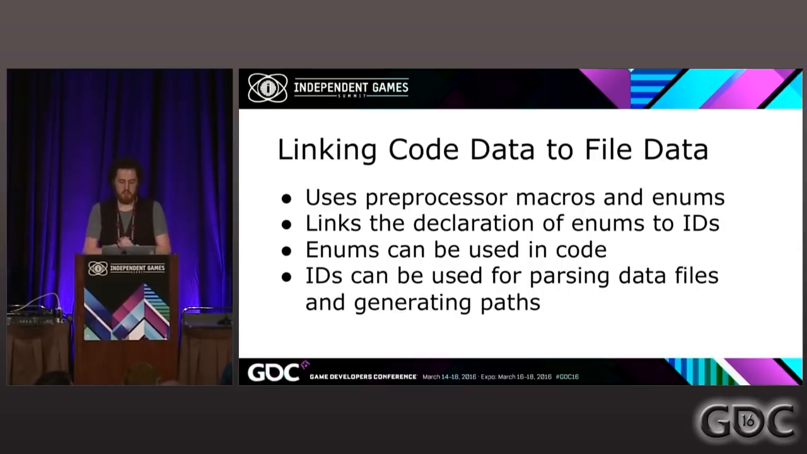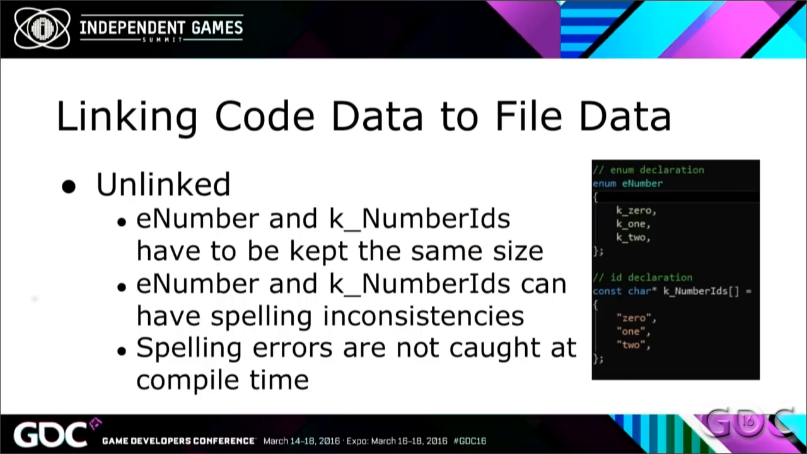One other useful thing we did with IDs is we linked code data to file data. And this technique uses preprocessor macros and enums as well. What it does is it links the declaration of enums to IDs and other constant data. The enums are very useful in code, as most of you know, and the IDs are great for parsing data files. So first I'm going to show the unlinked method, so this is what we accomplish with the linked method I'll show afterwards.